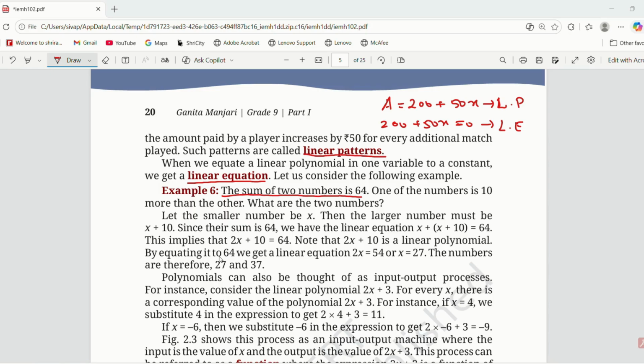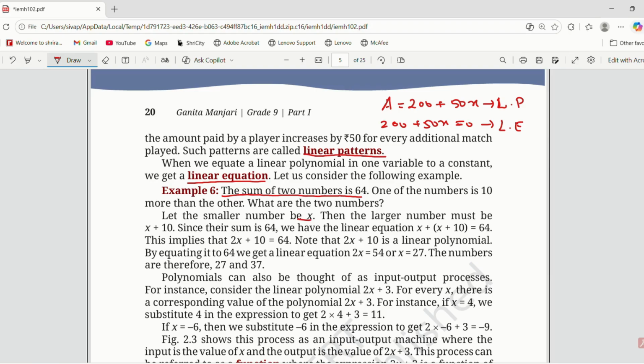So we got the value of y as 27, and if you substitute the value of y here, x is equal to 10 plus 27, which is equal to 37. So the two numbers are 37 and 27. The two numbers are 27 and 37. That's all.